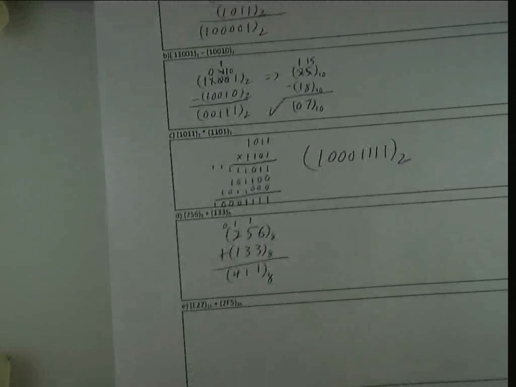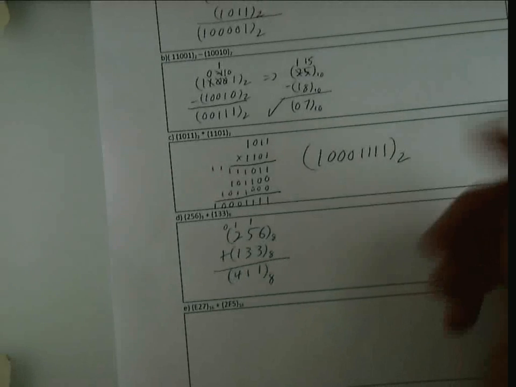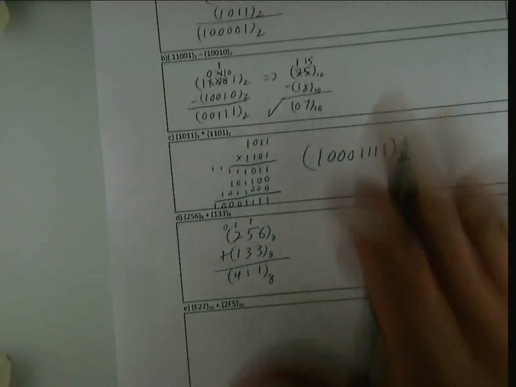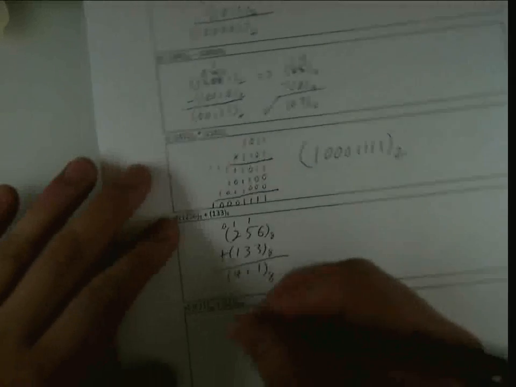If you want to check this, you can convert this to decimal and do the addition again. Or another quicker way to check it potentially is just convert this to binary and go back through it. I'll leave that up to you to do, but it's not a bad exercise to try.